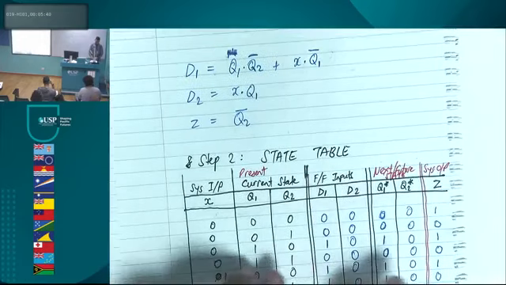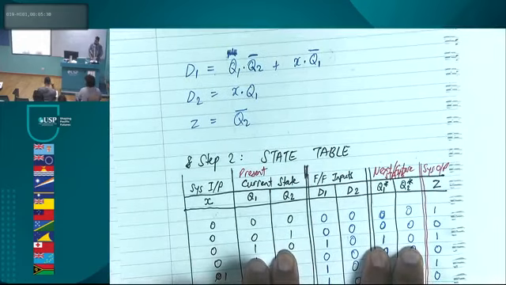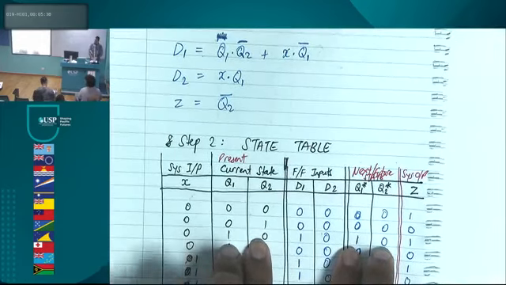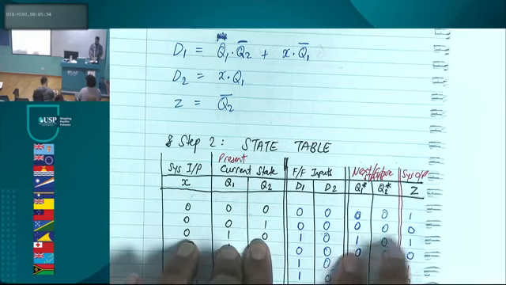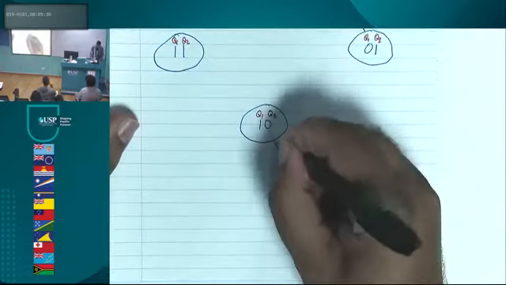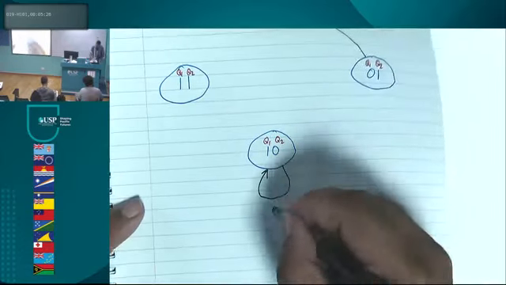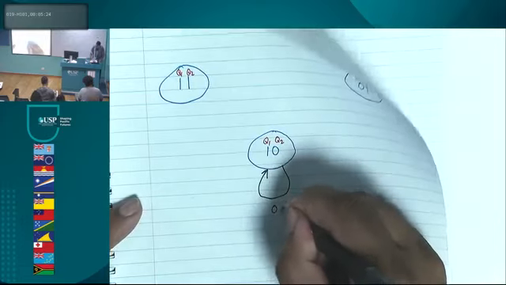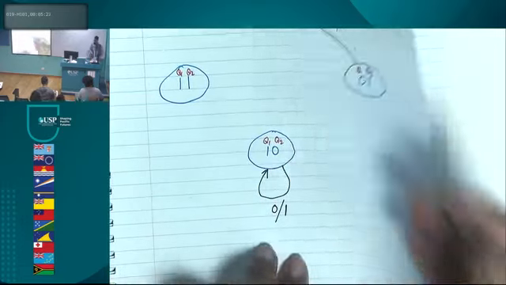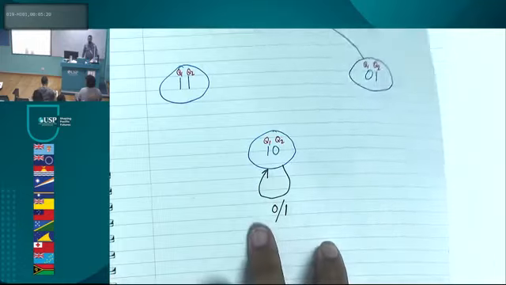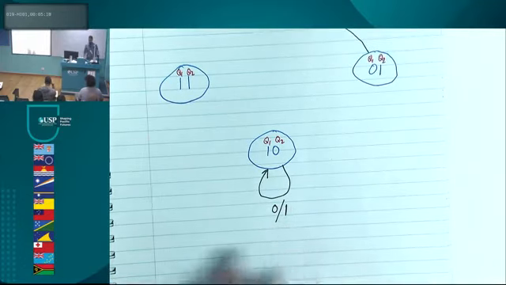1, 0 stays in the same place. 1, 0, no movement if you feed it with a 0, but the output becomes 1. That's how you draw no movement, right? And if your input is 0 and the output becomes 1, that's how we write it, 0/1, input/output.